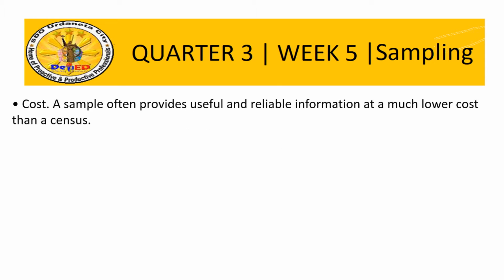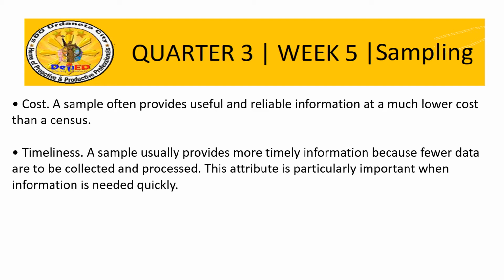First is the cost. A sample often provides useful and reliable information at a much lower cost than a census. If we say census, it is a total official count of the population. Next, we have timeliness. A sample usually provides more timely information because fewer data are to be collected and processed. This attribute is particularly important when information is needed quickly. Here, it is quicker to get the needed information if we use a sample.